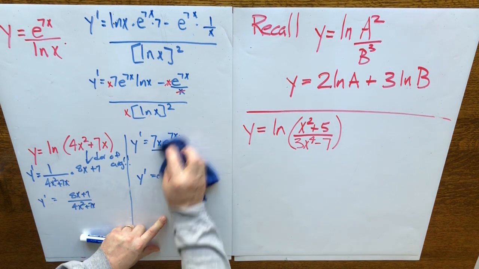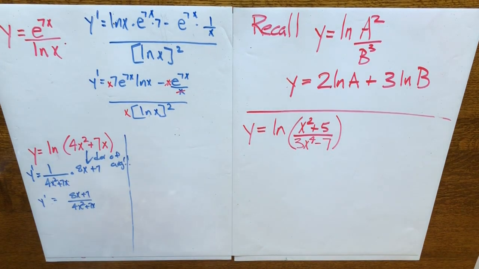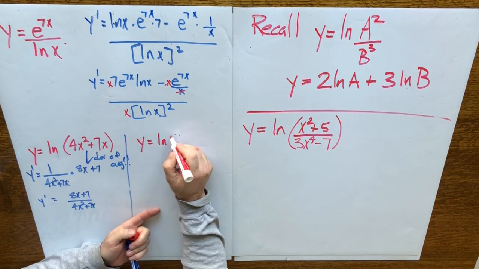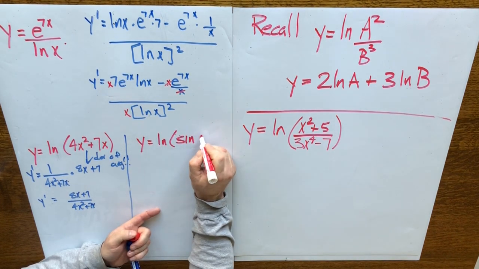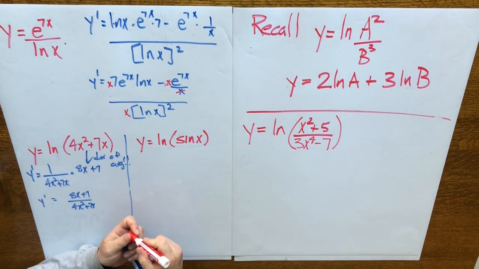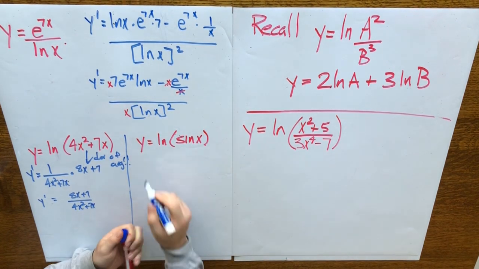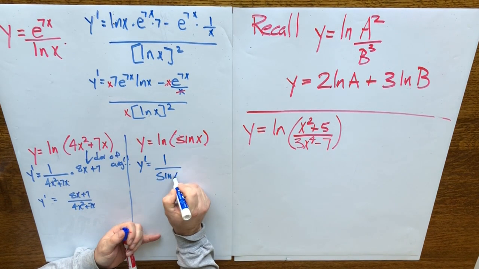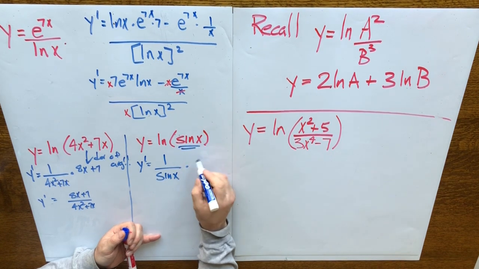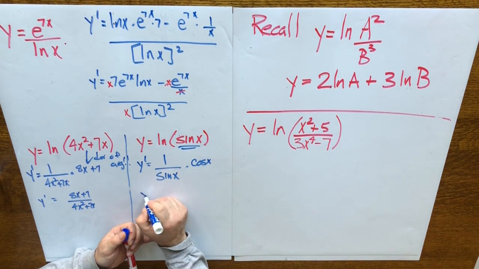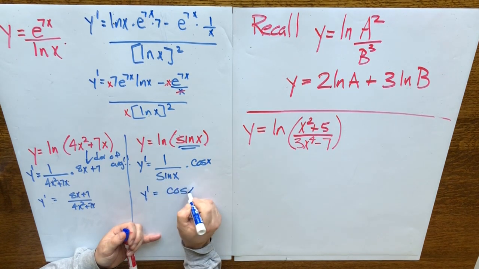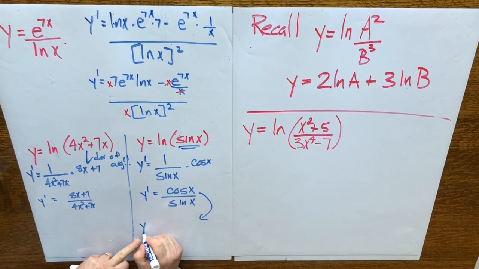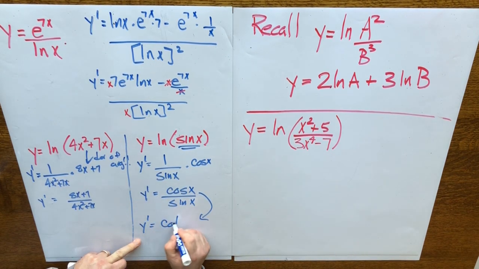Can't really remember what this example was exactly, so I'll make something up here. Y equals the ln of sine x. So this is an interesting derivative. Y prime equals 1 over the argument times the derivative of the argument. So y prime equals cos x over sine x. And there's an identity for that one. Y prime equals cotangent x.